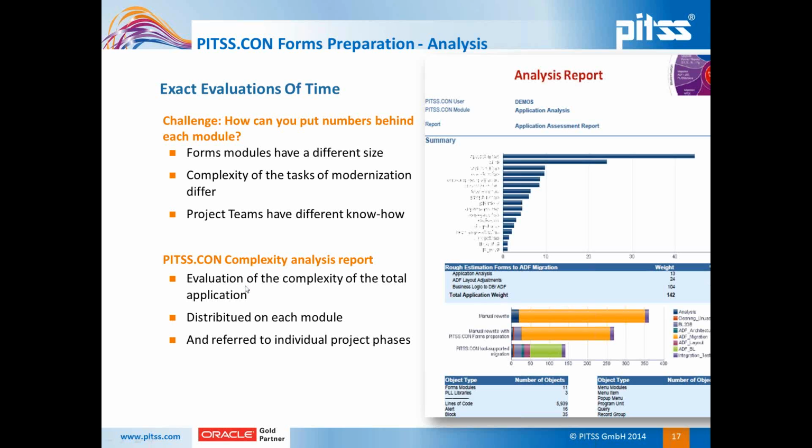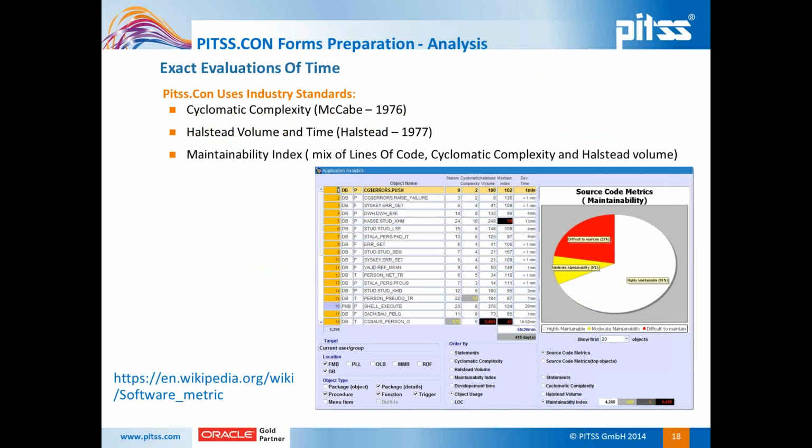Also, the PITSS analysis report incorporates the complexity. So what we do is we actually use industry standards to calculate the complexity of forms. It's not any algorithms we created because we thought this could be nice. No, we actually use industry standard metrics that have been established for almost 40 years, and they were not replaced but used by various companies and universities to measure complexity of software and also development time. So for example, we use cyclomatic complexity, the Halstead volume, and the Halstead time. The Halstead time is the time that it will probably take you to redevelop this whole functionality. So for example, when you take this program unit you see here, it will probably take you around 13 minutes to redevelop it. And this information is calculated by the Halstead time.